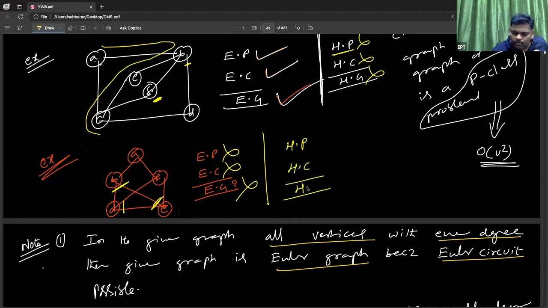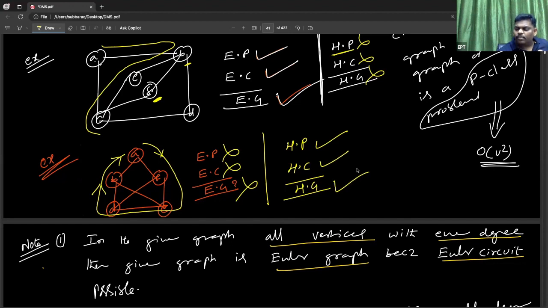Let's check everyone. I think it is a very nice problem. Can you go directly or not? One nice walk. Hamiltonian path possible, Hamiltonian cycle possible. So given graph is a Hamiltonian graph.